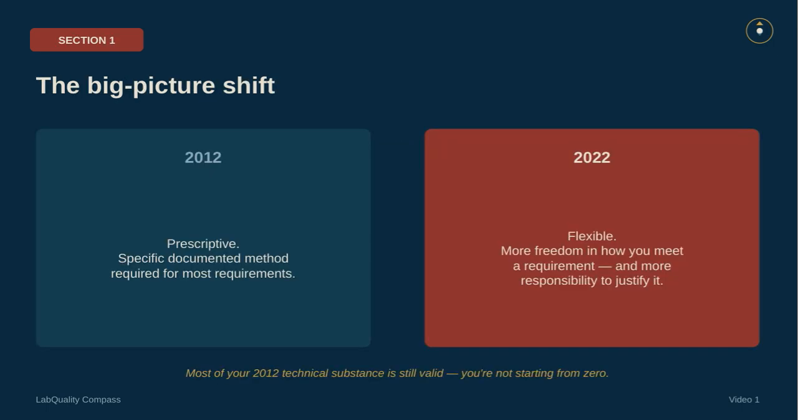Let's look at how Lab Quality Compass has evolved over time. Back in 2012, the approach was more flexible. You had freedom in how to meet requirements, but also a responsibility to justify your choices. Fast forward to 2022, and things have become more prescriptive. Most requirements now need a specific, documented method. So, while much of the technical substance remains valid, the big picture shift is clear, from flexibility to defined processes. This sets the stage for what we'll explore next.